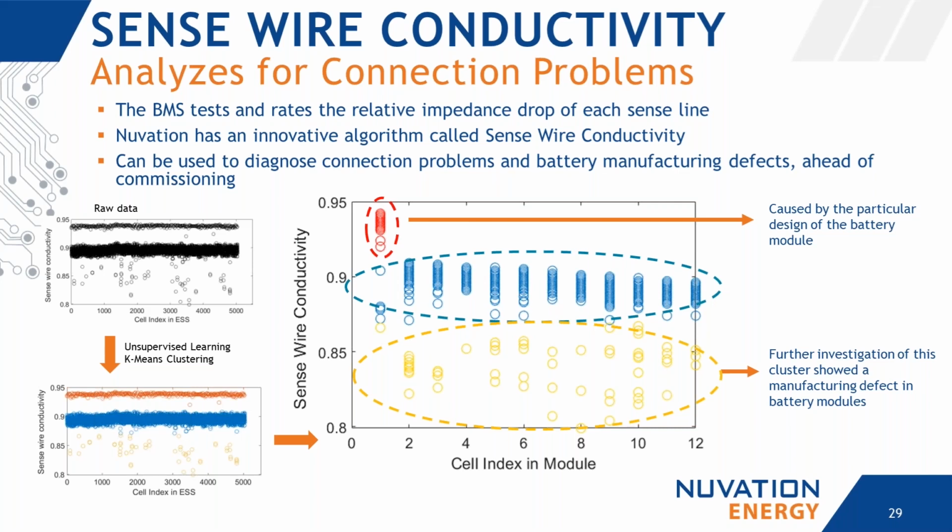Upon further investigation, the root of this issue was actually found to be a battery manufacturing defect within the battery modules. Had this not been identified early on, the system would have gone into field operation, and eventually the issue would have arisen, requiring expensive post-commissioning downtime. So we can see that in order to ensure we have good data, we need to make sure that the integration with the battery modules is very good.